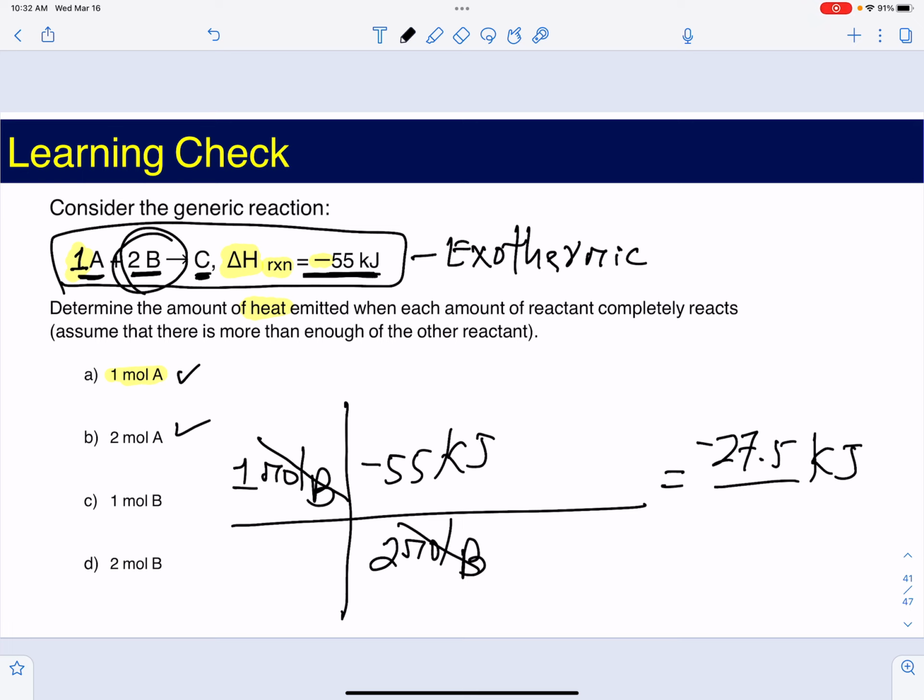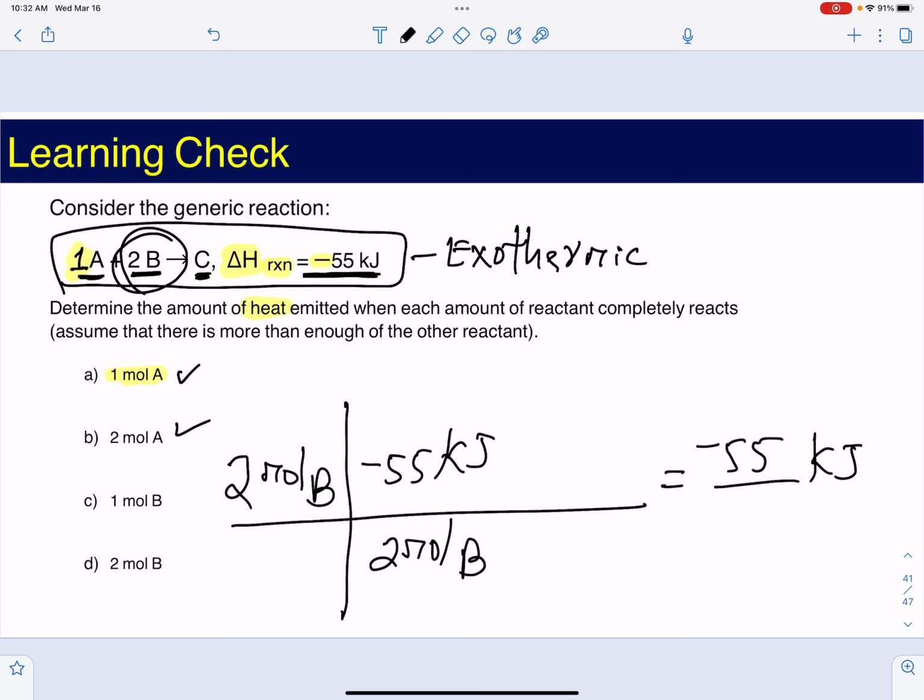And what about if I have 2 moles of B? If I have 2 moles of B, then I should be able to produce double that, sorry, which is going to be minus 55 kilojoules. So nothing new here. There's something new.